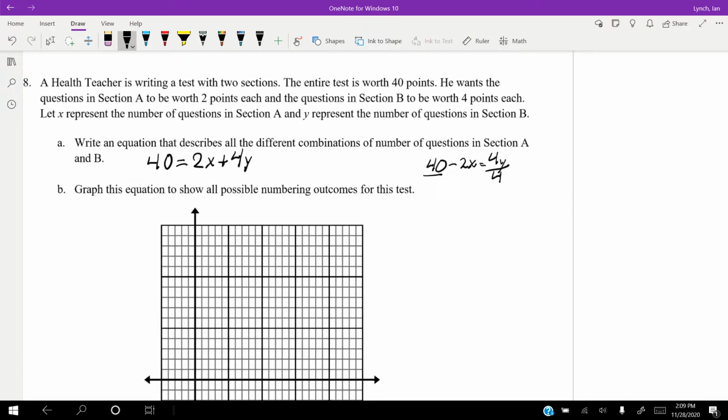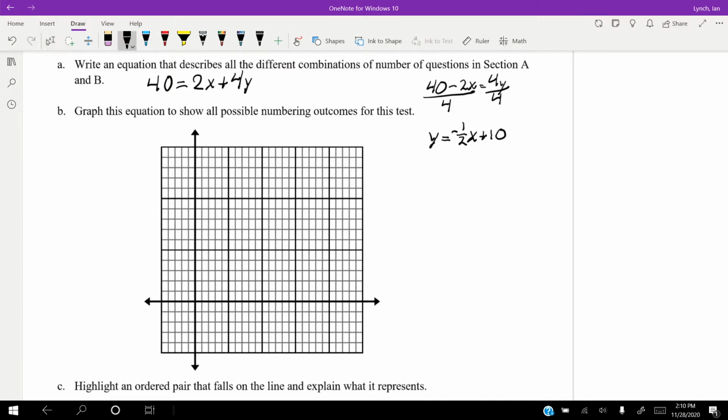Divide both sides by 4. And you get 10. And I'll write this how you guys know it. All right. So we get y is equal to negative 2 divided by 4 is negative 1/2 x plus 10. Okay. So let's go down here. Got 1, 2, 3, 4, 5. So 10 is up here.